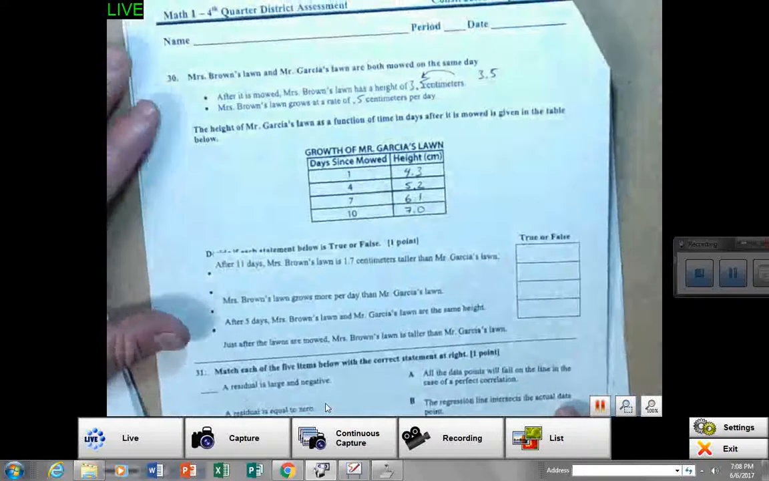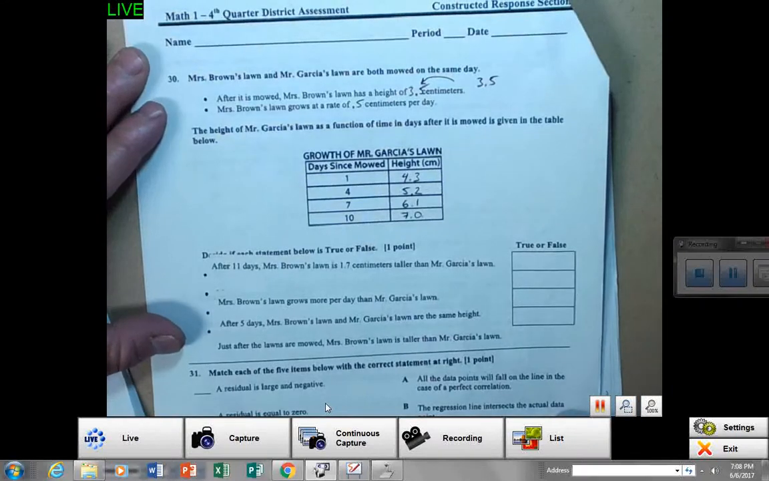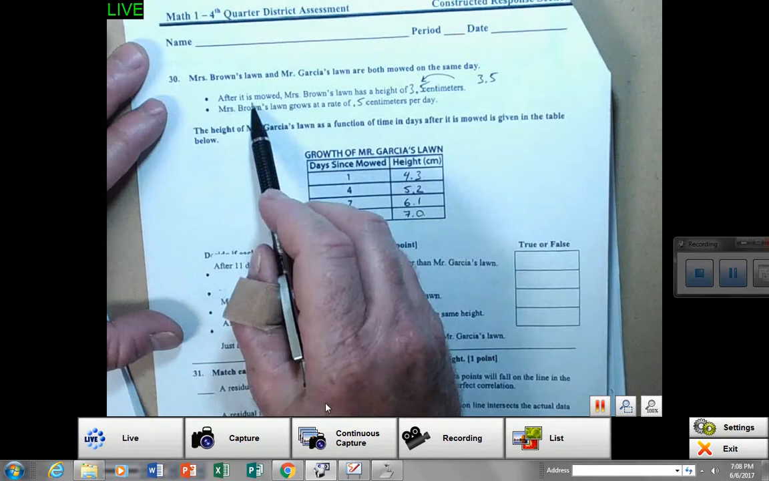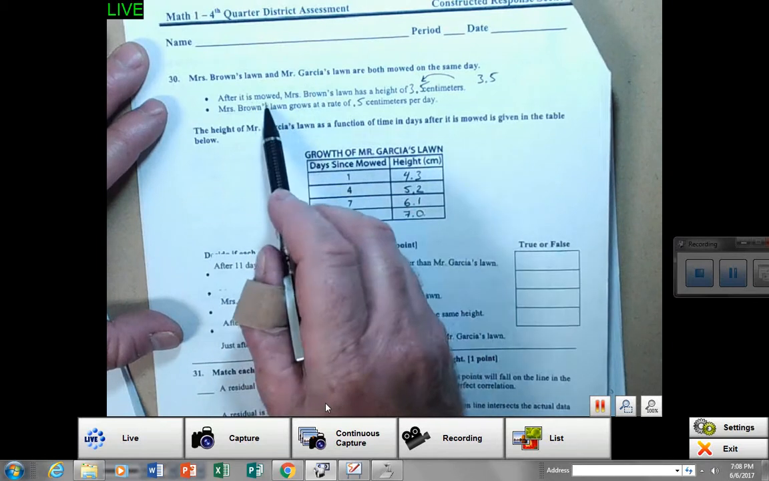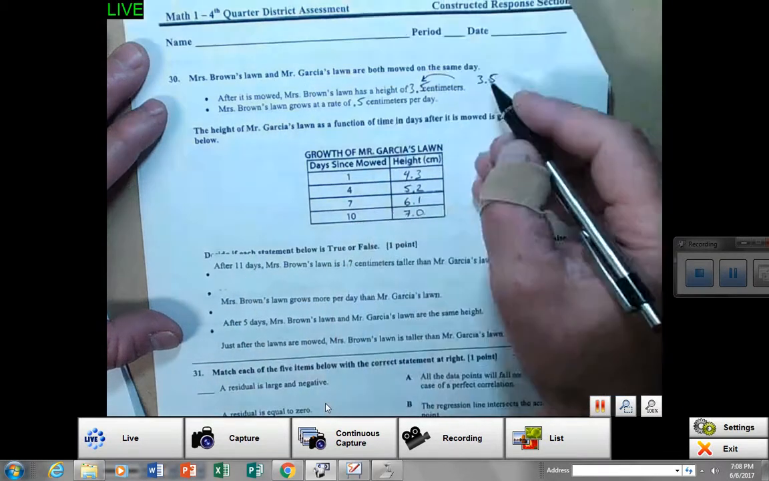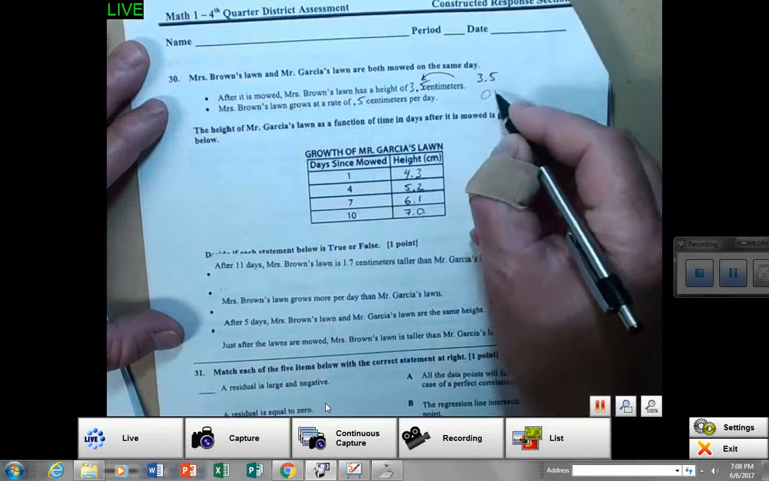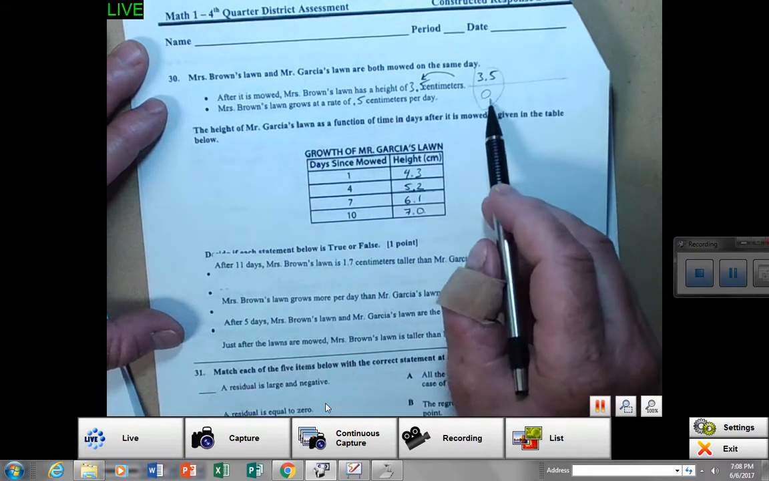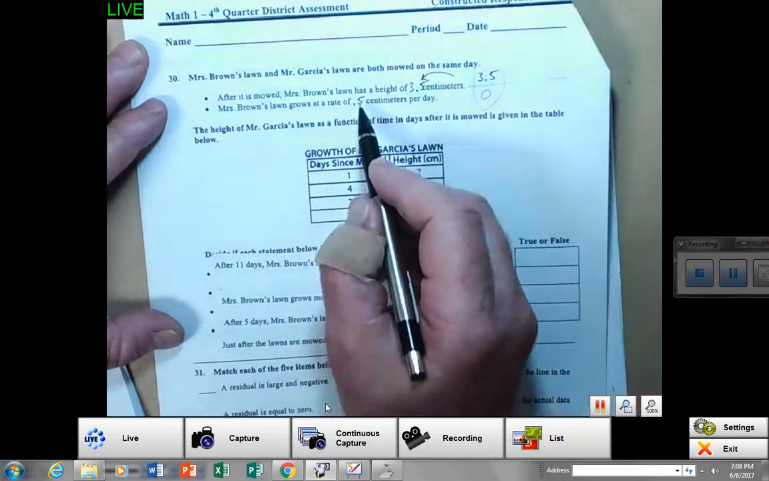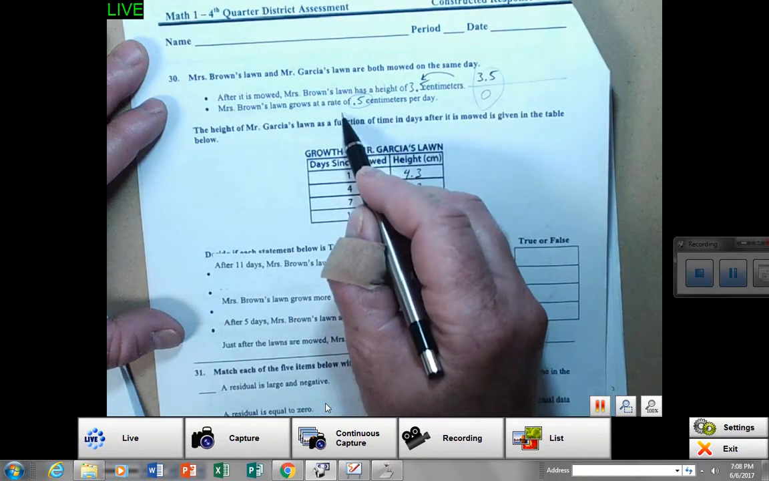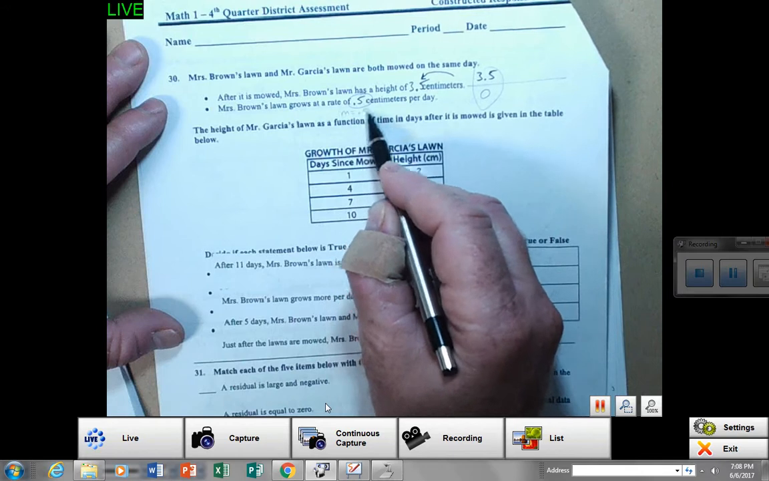All right, 30, another rate problem. So this one says, Mr. Brown's lawn, Mr. Garcia's lawn. After it's mowed, Mr. Brown's lawn has a height of 3.5 centimeters. That is what its height is at the beginning. If you were to make a data table at 0, 3.5. It has a rate of 0.5 centimeters per day. That is its rate of change.